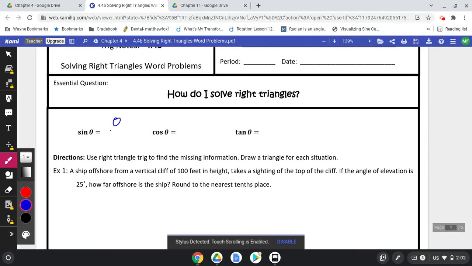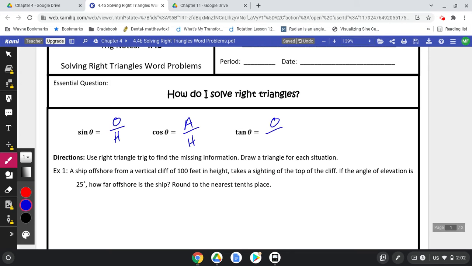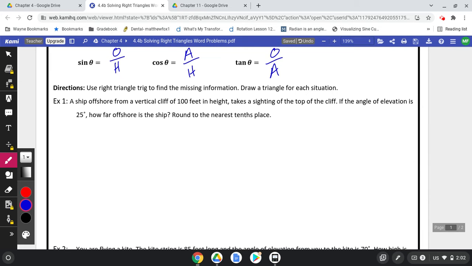Sine, remember, is O over H, opposite over hypotenuse. Cosine is A over H, or adjacent over hypotenuse, and tangent is O over A, or opposite over adjacent. Now, for those to have meaning, we have to have a right triangle. So we need to draw a right triangle in each of these situations to understand what's going on.